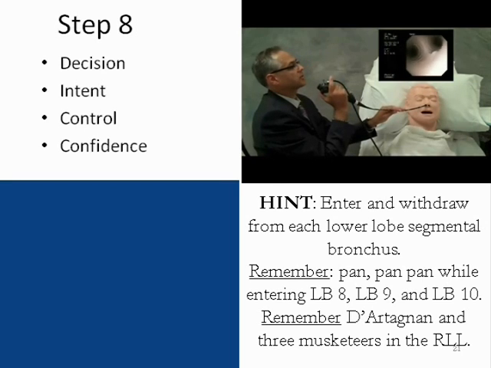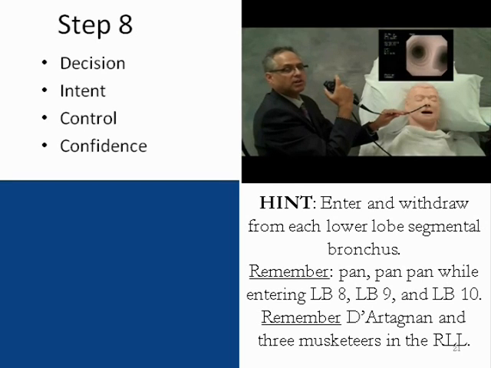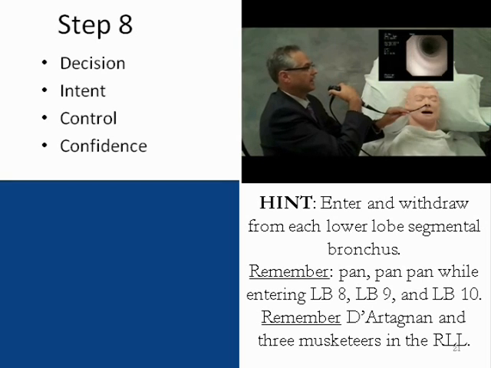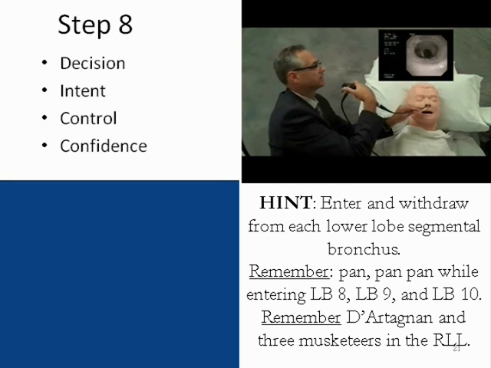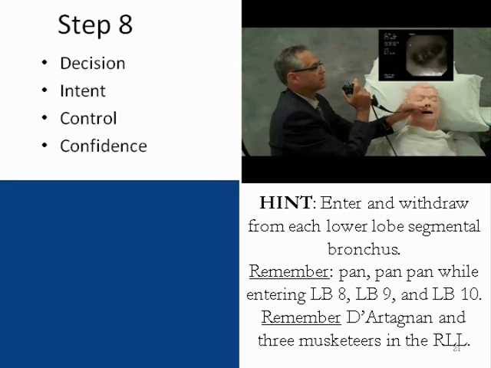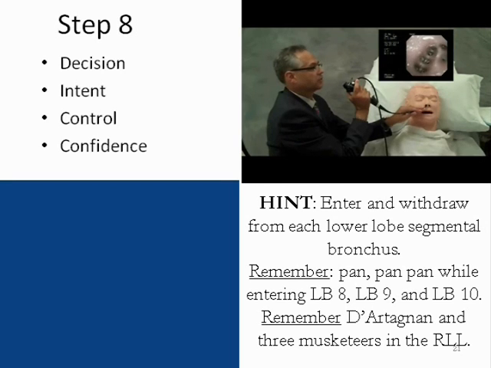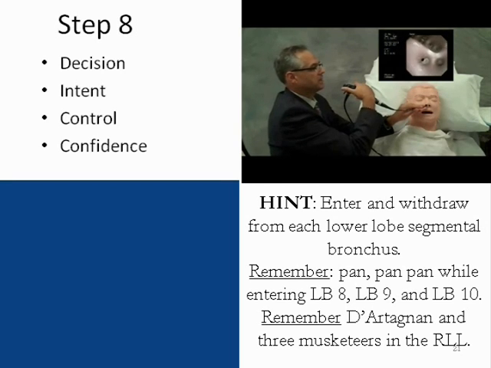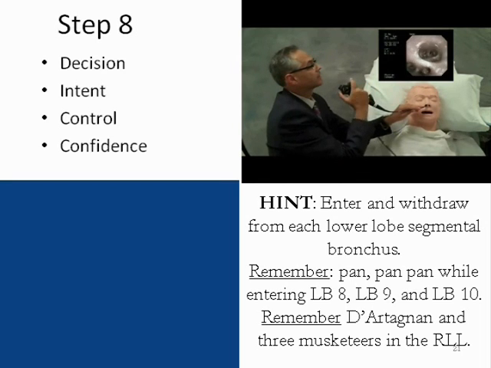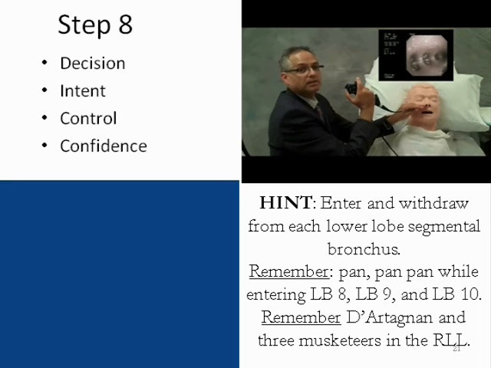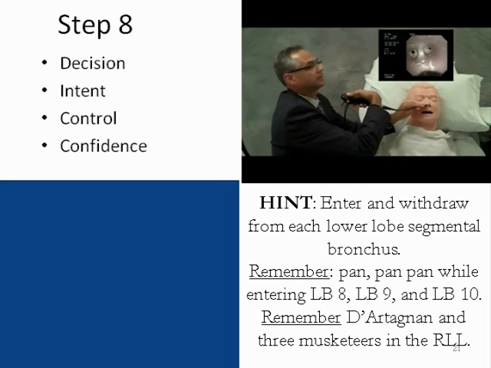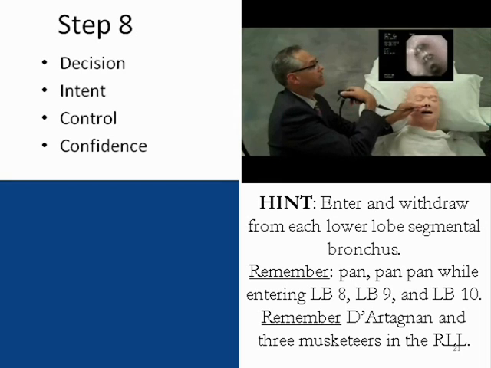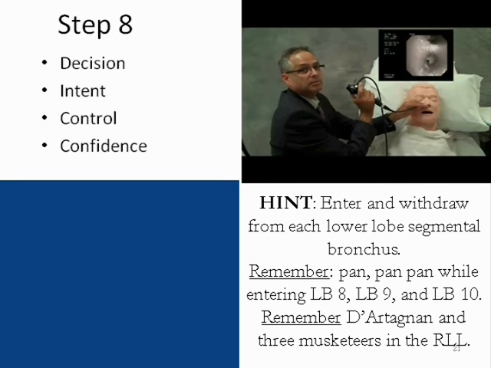Moving the scope back to the carina, we can begin the inspection of the right lower lobe. Again, the scope is kept in the midline. We're able to move beyond the bronchus intermedius to visualize what we tend to call D'Artagnan and the Three Musketeers. The medial basal segment of the right lower lobe and the basal pyramid. The anterobasal segment, the lateral basal segment, the posterior basal segment.